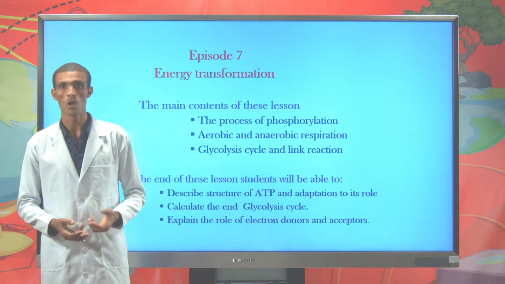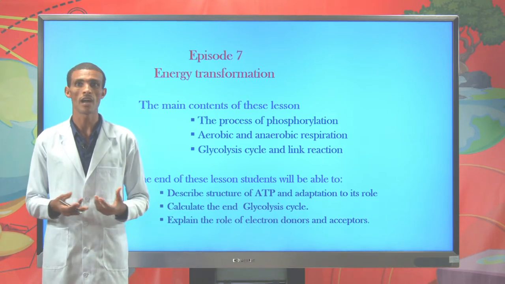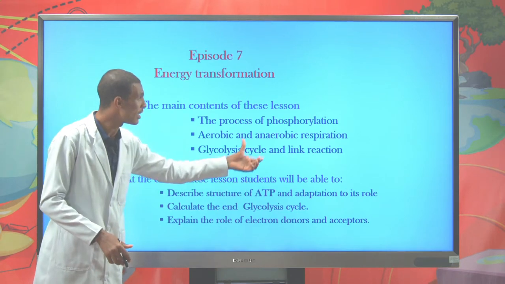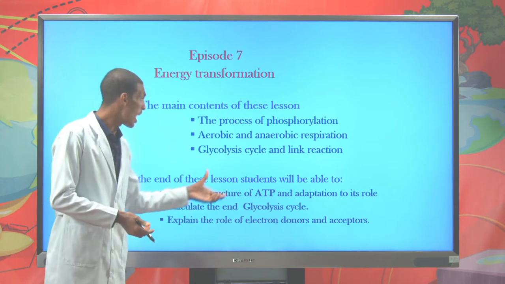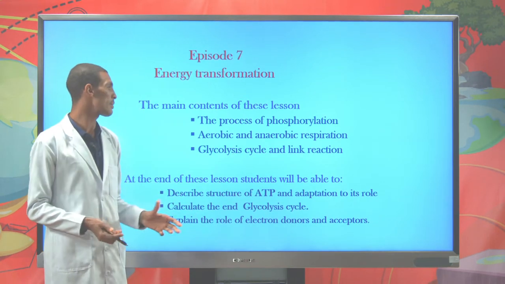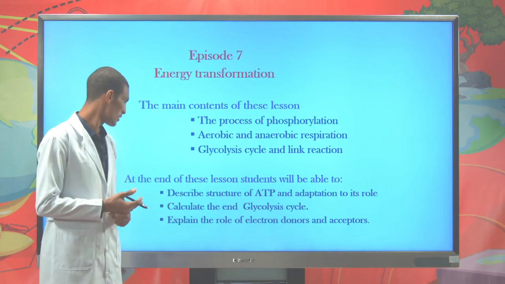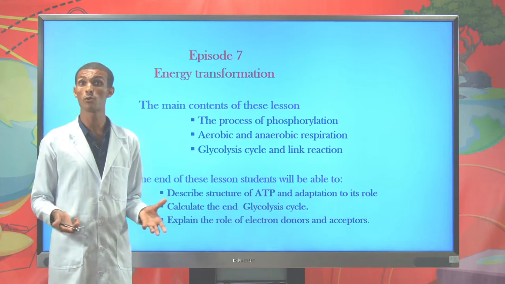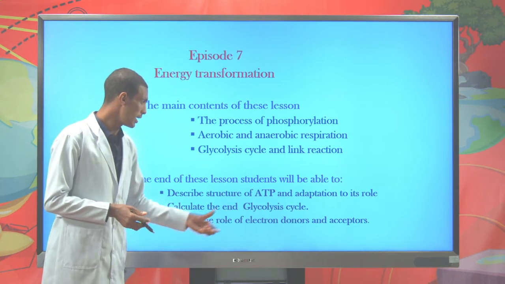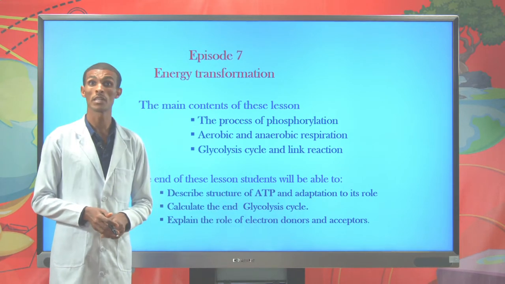Under this lesson, we will see the process of phosphorylation and the difference between aerobic and anaerobic respiration, the glycolysis cycle, and the link reaction. At the end of this lesson, students, you will be able to describe the structure of ATP and how ATP is adapted to its function, calculate the ATP produced at the end of the glycolysis cycle, and explain the role of electron donor and that of acceptor in redox reaction.